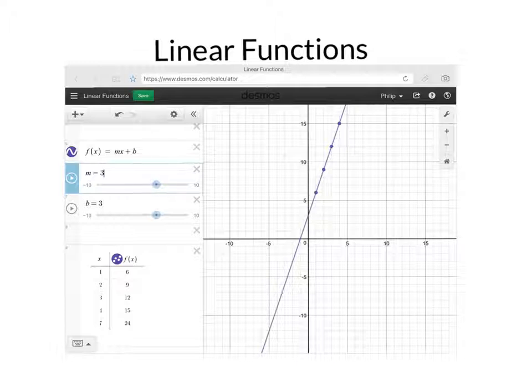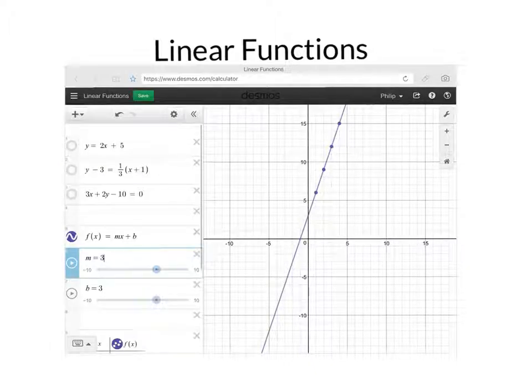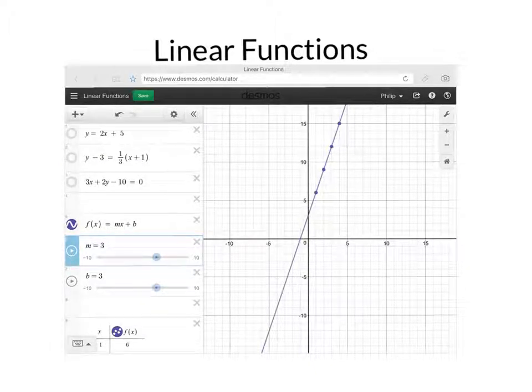And then we're going to explore the different forms of our linear functions. In particular, we're going to look at the first two above here. We're going to spend a lot of time talking about slope-intercept form, and we're going to spend some time talking about point-slope form.